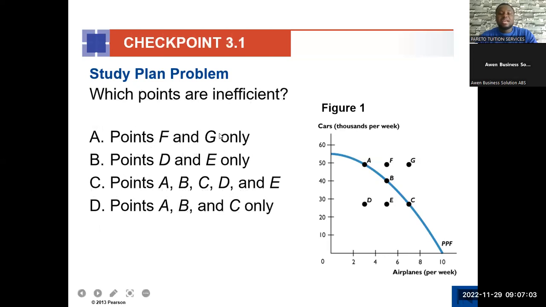All right. Now, which points are inefficient? I think we've seen this already. The D and E. Okay, points D and E are inefficient. D and then E. Are we together? Yes, we are.